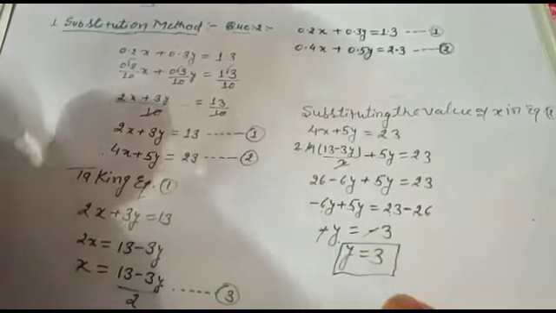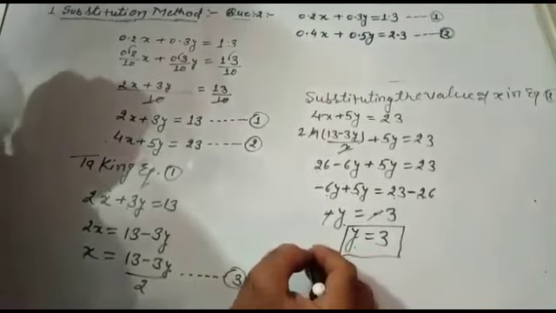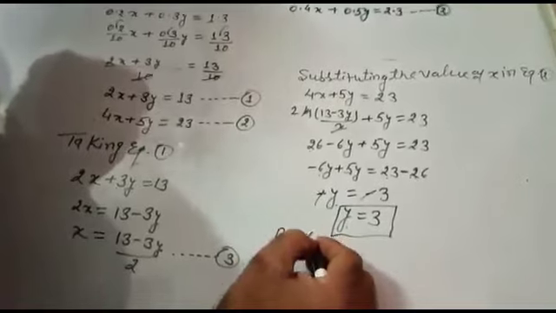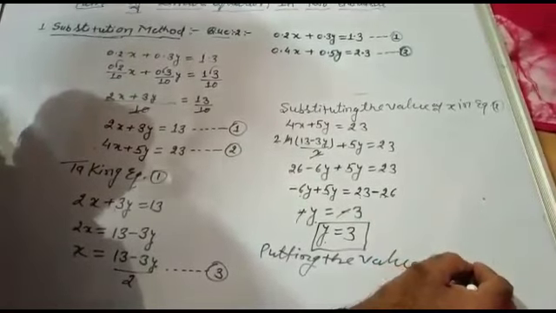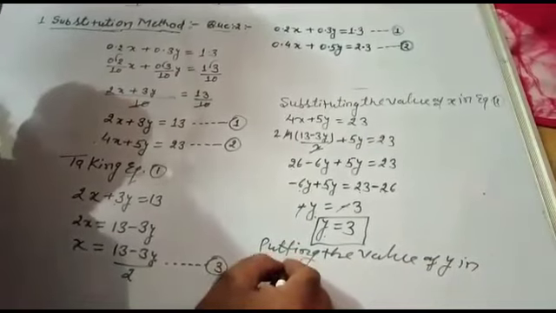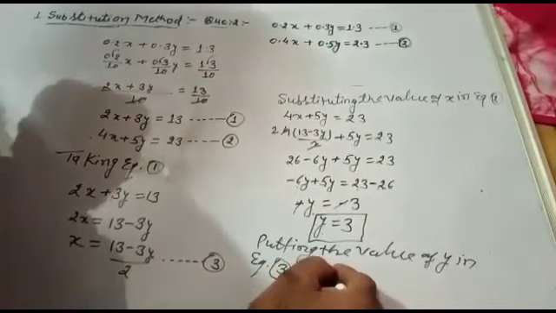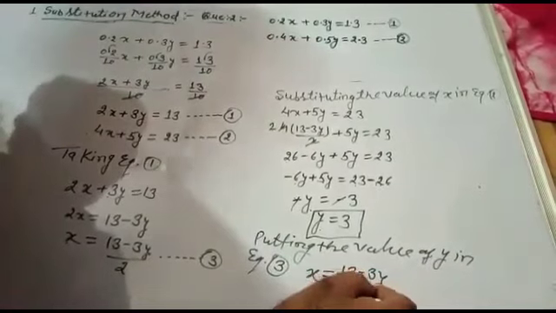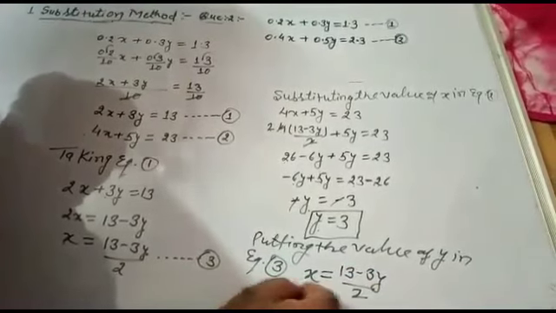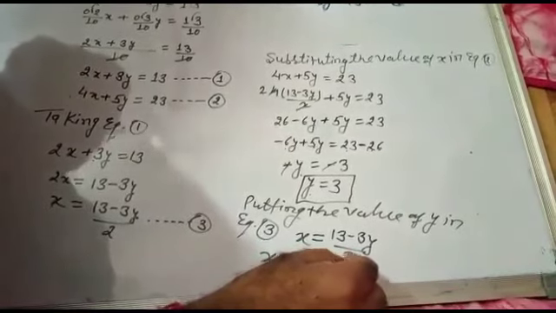First variable value is y equals 3. Then this y value is put in equation third, substituting the value of y in equation third. Equation third is x equals 13 minus 3y upon 2. Value of y equals 3, so 13 minus 3 times 3 upon 2.